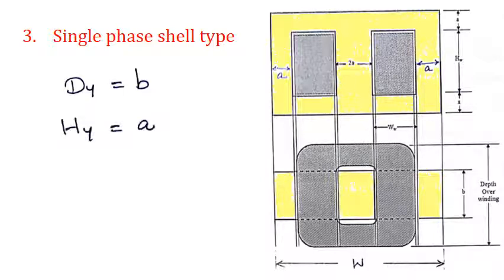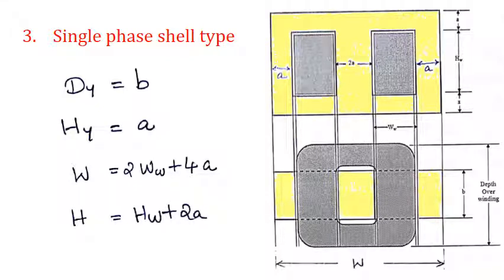Next dimension is height of yoke. This is height of yoke. Height of yoke is also equal to A. Then capital W, the overall width. Capital W is equal to 2 times width of window, that is, there are two windows, 1 and 2. So 2 times width of window plus 4 times A, that is A plus 2A plus A, so 4A. This is the width of window. Here it is shown, 2 times width of window plus 4 times A.